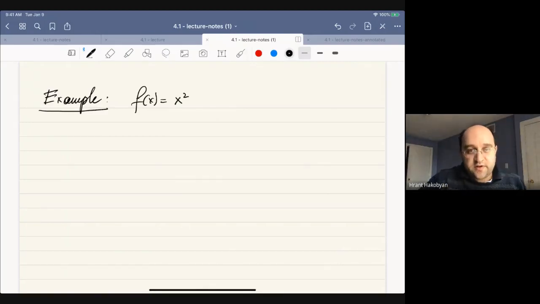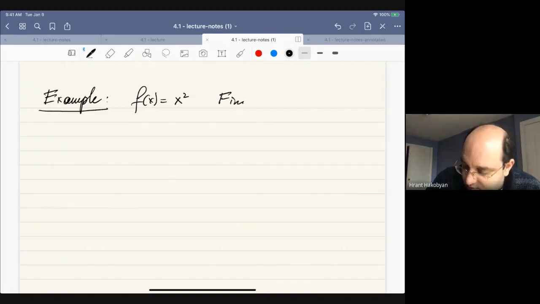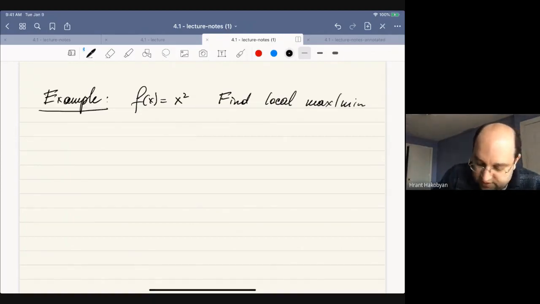We already know what the graph of this function looks like, but let's say we don't. So how can we use this to find where the function has a maximum or a minimum? So here we find local maxima and minima. Okay, so what are the steps?